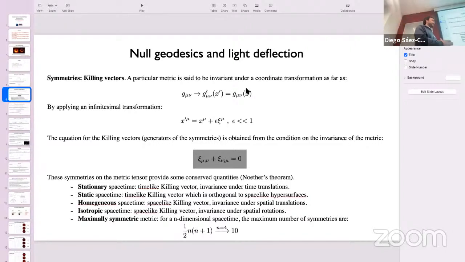Then the point is that, as in every physical system, when you have a symmetry, you have a conserved quantity. As in Newtonian gravity, in the central force problem, the energy and the angular momentum are conserved. Here, you are going to have similar symmetries that lead to the conservation of some physical magnitudes that are important in order to describe the trajectories of the photons. Some of the most common symmetries in space-time metrics are those that have a time-like Killing vector, which basically means that the metric is invariant under time translations, or better said, that the energy of a test particle moving in that space-time is going to be conserved.